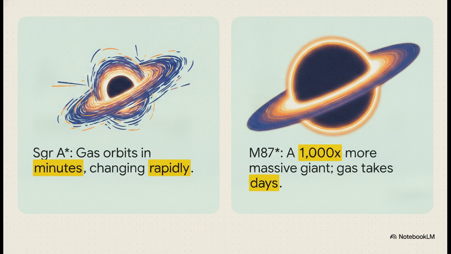The gas around both of these objects moves at nearly the speed of light. But because Sgr A* is about 1,000 times smaller, that gas completes an orbit in mere minutes. That means the brightness is changing rapidly while you're trying to look at it. As one EHT scientist perfectly put it, trying to capture it was like trying to photograph a puppy frantically chasing its tail, especially when you compare it to the sluggish, steady giant that is M87*.